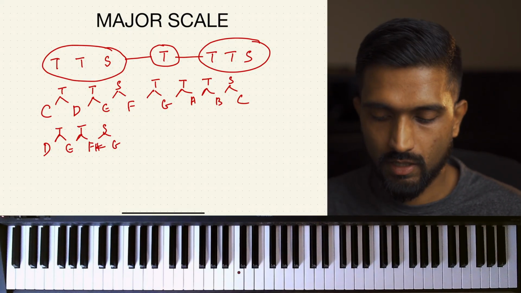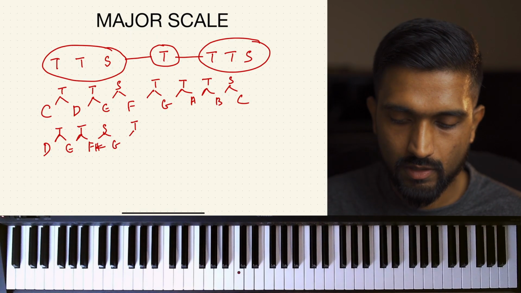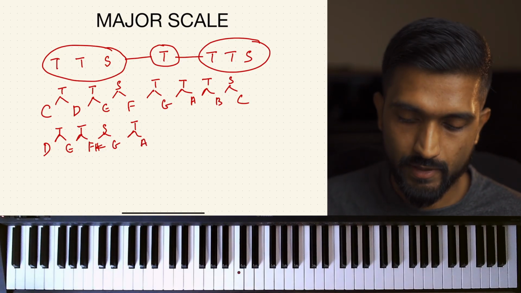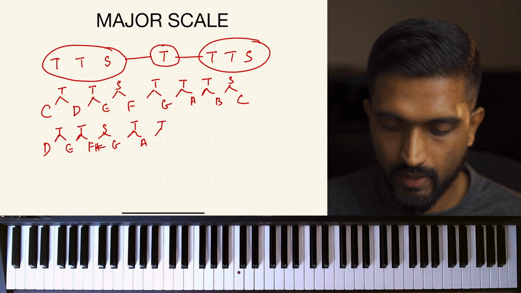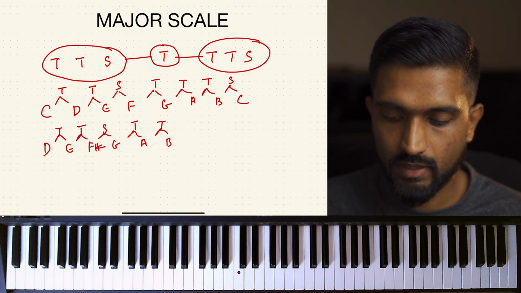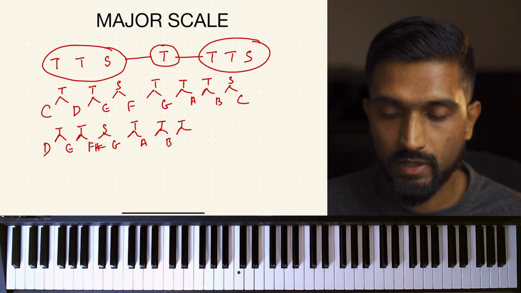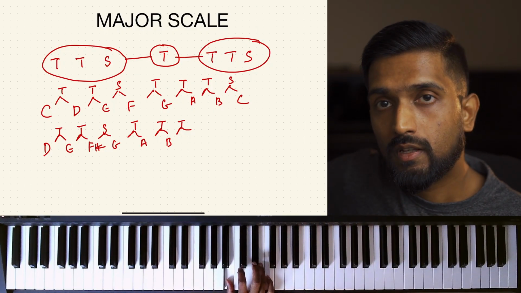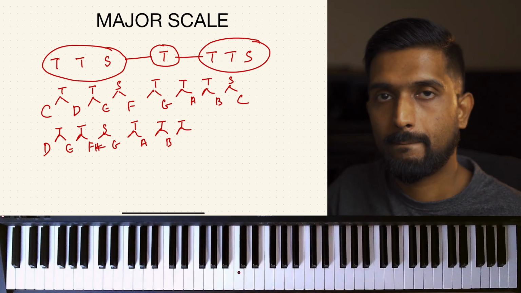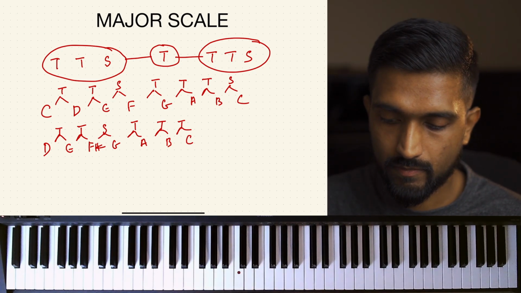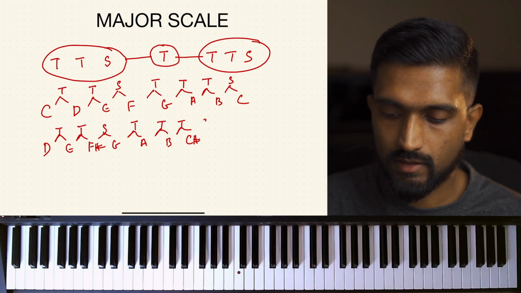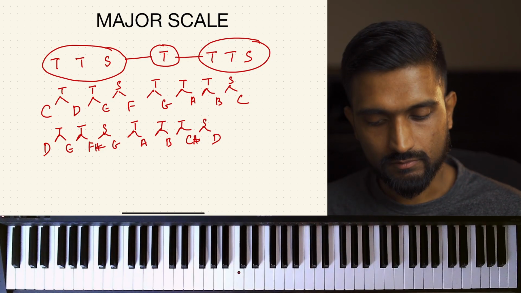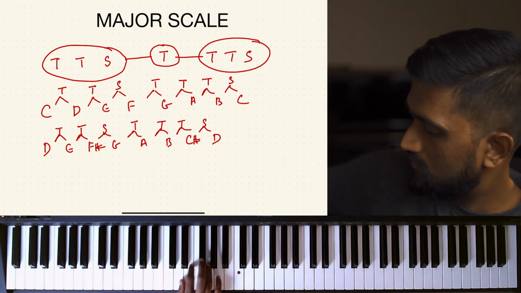Now the middle part, which is the tone from G, you get A. And now the last part of the formula. So a tone from A gives you B. A tone from B gives you C sharp. Not C, it's a C sharp. And lastly, a semitone from C sharp gives you D. So this is your D major scale.